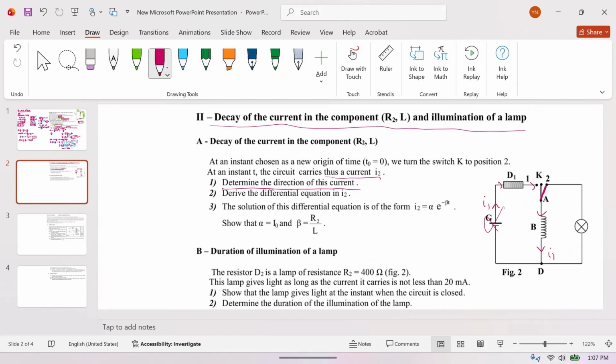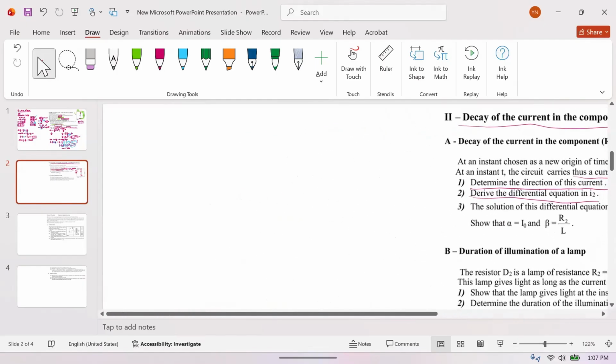So, determine the direction of this current. The current I2 has the same direction as I1. Now derive the differential equation in I2. That's really easy, I suppose.